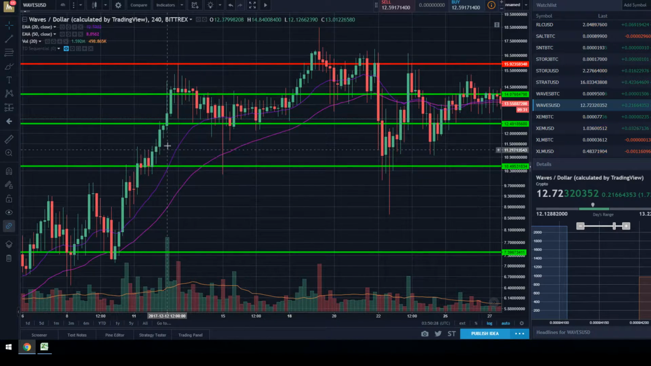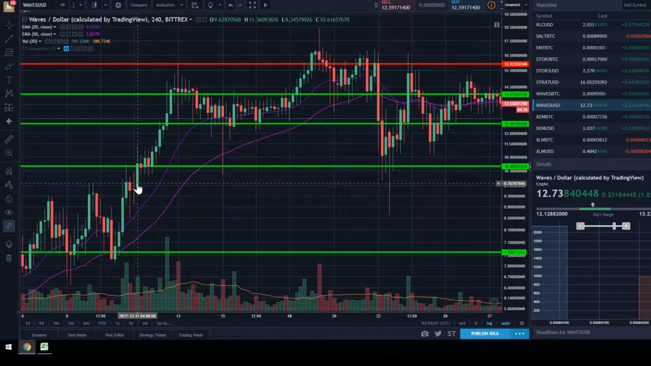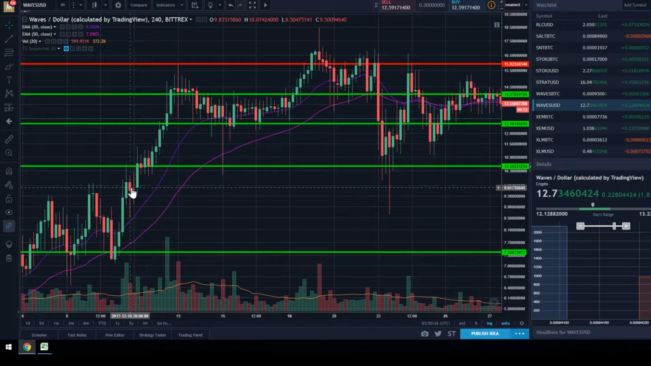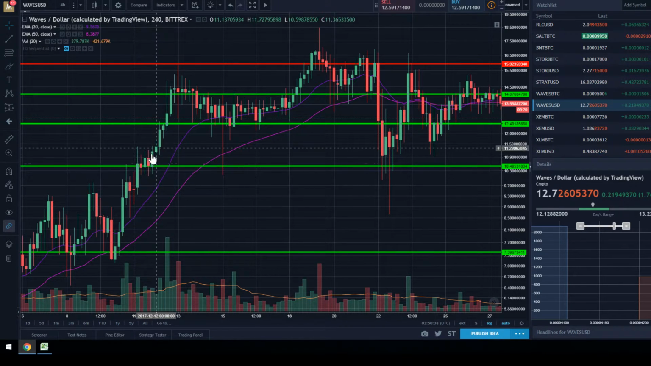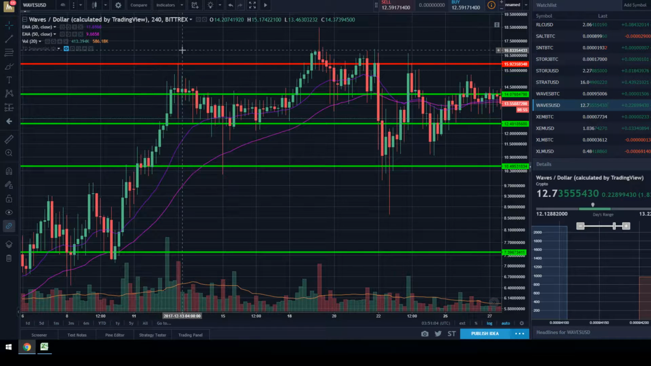How can you find a good entry? So say we were looking about the middle of December, we found Waves and we wanted to get in, and then it really started to take off. I don't like buying once a coin's taken off. Dollar cost averaging on the way down has just proven to be successful time and time again. So let's say it's taken off here. We just want to wait for it to hit its peak and then start coming down.